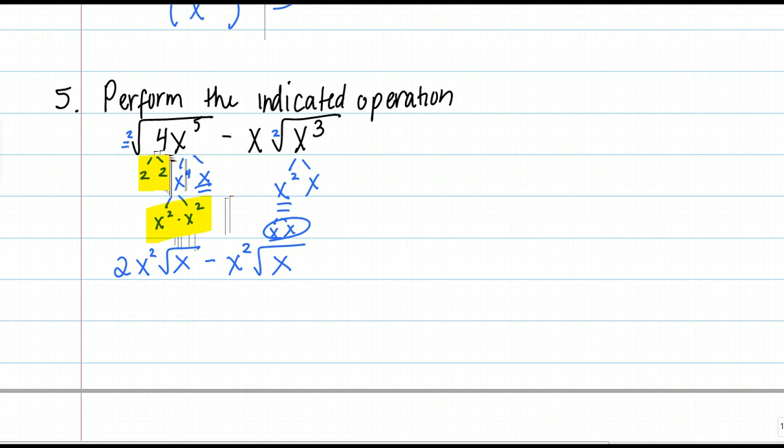So how do you know if they're like terms? Well, let's look at the radicals. We both have square root of x. So since those are the same, that means these are like terms. So I can just do 2x squared minus 1x squared to give me 1x squared, and my like term is square root of x. Again, you don't need to write that 1 in front, but you can. Sometimes it helps us to think through it if we write everything down.